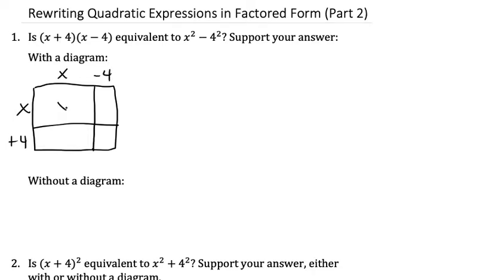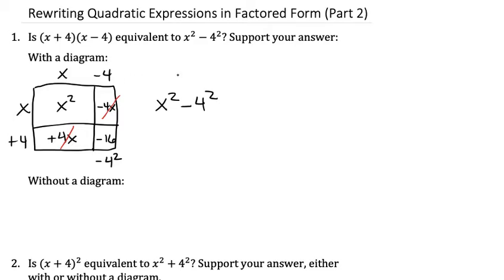Now that's going to give me x squared minus 4x plus 4x, and this is going to be minus 16, or minus 4 squared, to match up with what the problem looks like, because 16 is 4 squared. So what happens here when I put these pieces together? Well, I'm going to get x squared, and I have my minus 16, or minus 4 squared, but the minus 4x and the plus 4x, when I combine those, they cancel out, because negative 4x plus 4x is just 0. So I don't have an x term.